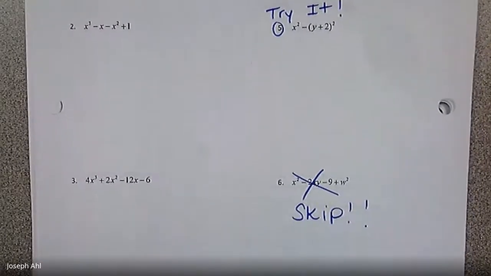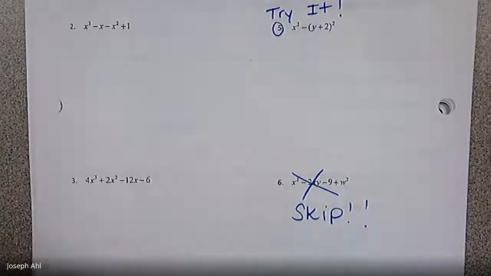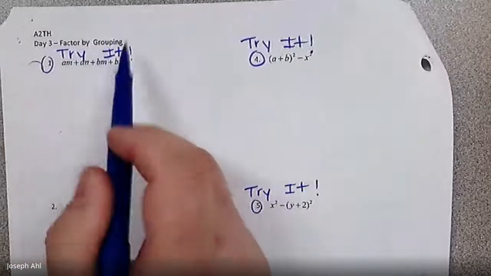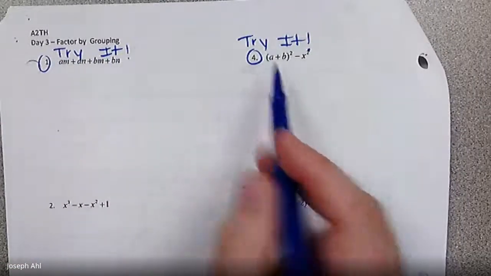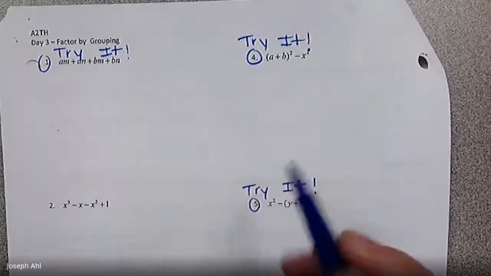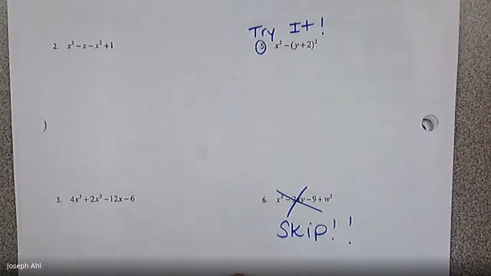So for number 2, x cubed minus x, and then minus x squared plus 1. Whenever we see 4 or more terms, we want to consider that maybe this is factoring by grouping. And by the way, even though that's the title of today's lesson, not every example will involve grouping. So 4 and 5, I wouldn't expect you to use a grouping technique with either of those. Those are kind of looking back to what we've done in days 1 and 2.